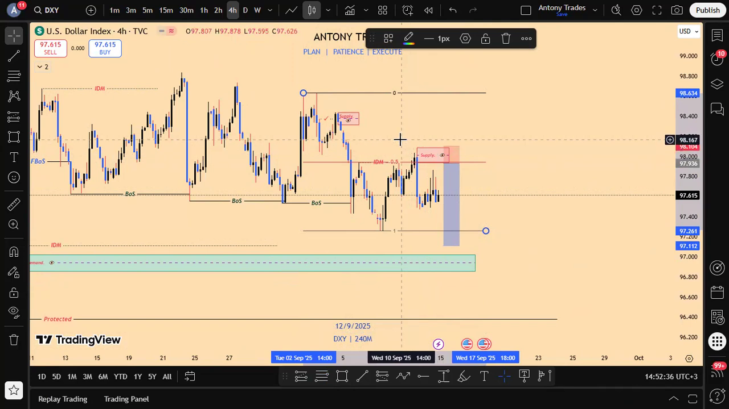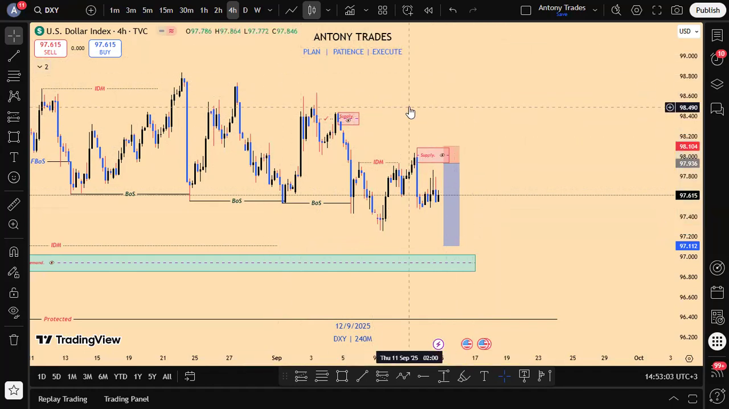You know very well that the DXY is a driver of dollar pairs. So we are expecting the Euro USD and GBP USD to do the opposite of the DXY. The DXY is bearish, so you do the opposite on the Euro and the GBP USD. So that is it.